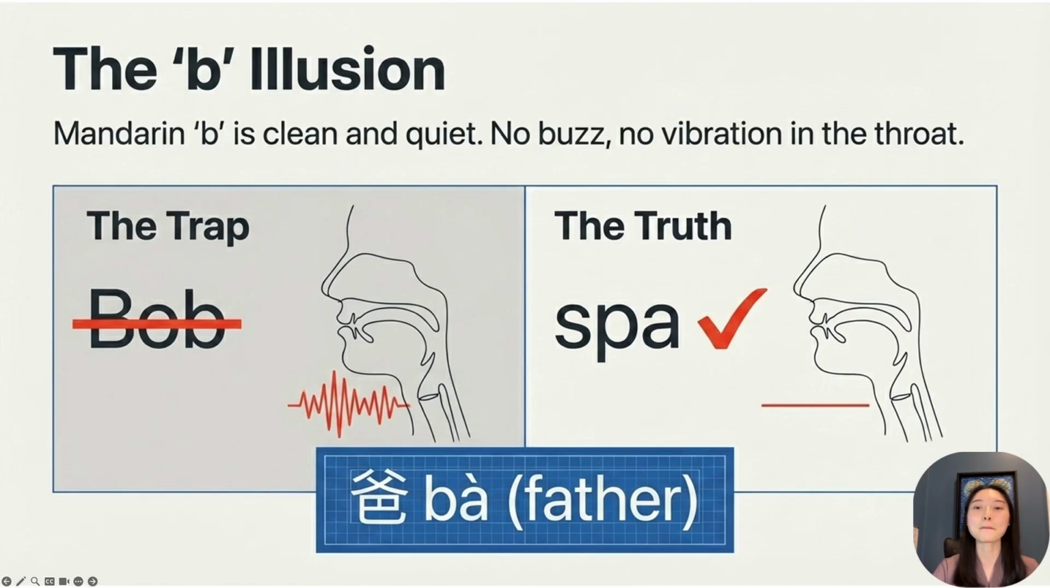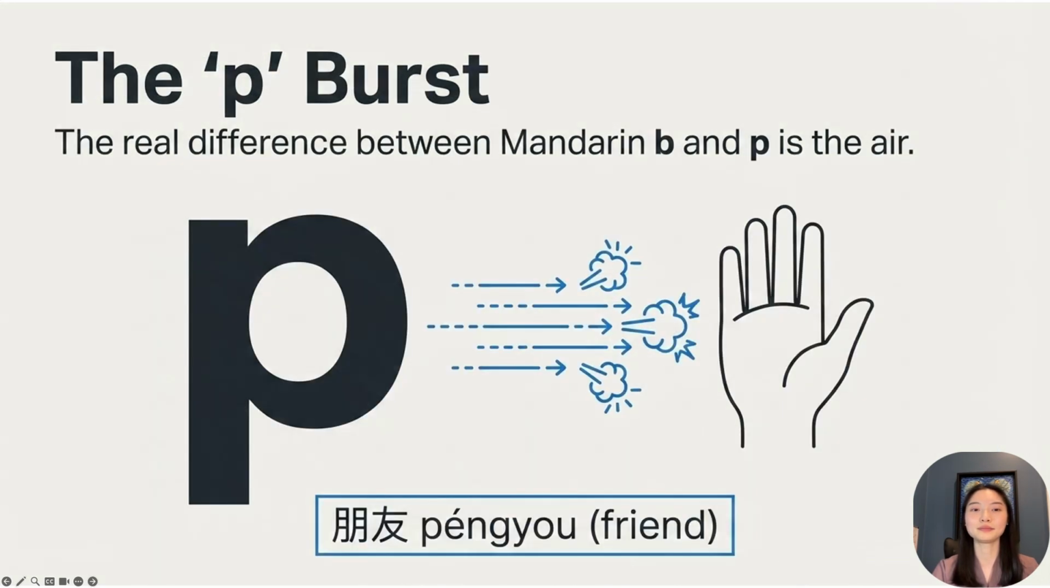In Mandarin, B is not the same as the B in Bob. English B has a buzzing vibration in your throat. Mandarin B does not. Instead, think of B in spa. Clean, quiet, no buzz. Ba, father, 爸爸.